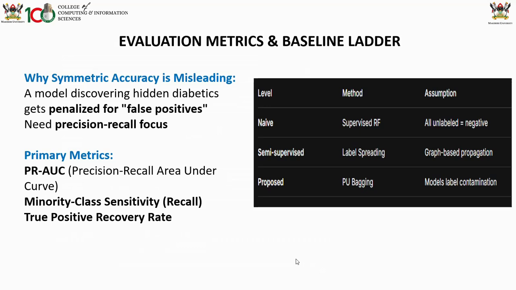In this case, the levels are naive, semi-supervised, and then proposed. Then the methods respectively are supervised RF, label spreading, then PU bagging. Then the assumptions respectively are, that is, all unlabeled are negative, graph-based propagation, and then models label contamination.